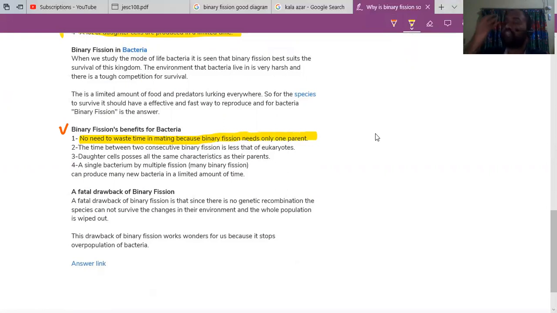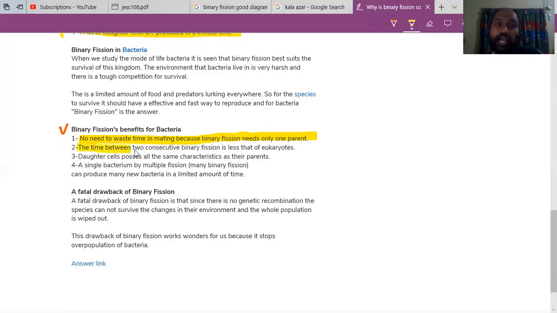See, in sexual reproduction, of course, we need two individuals, and finding that mate itself is time consuming. See the animal kingdom, for mating itself they need to find the partner, then they need to attract the partner. You know how a peacock dances around a female peacock, right? In the same way animals do a lot of things to attract the opposite gender. This is time consuming. Finding a mate is time consuming, but in binary fission, because only one individual is required, it's fast. So no need to waste time mating because binary fission needs only one parent.